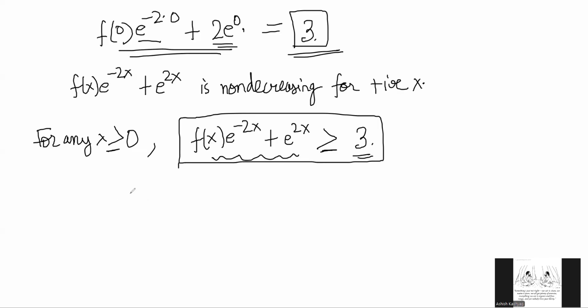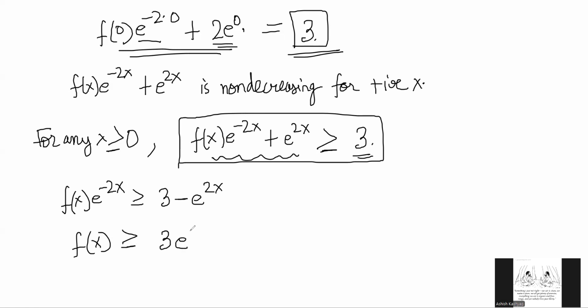So once we get this, I can simplify it a little bit. f of x e power minus 2x is greater than or equal to 3 minus 2 e power x. Multiply both sides by e power 2x. So f of x is greater than or equal to 3 e power 2x minus 2 e power 3x.